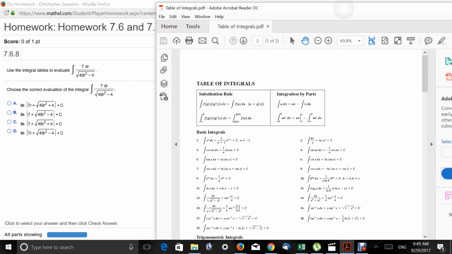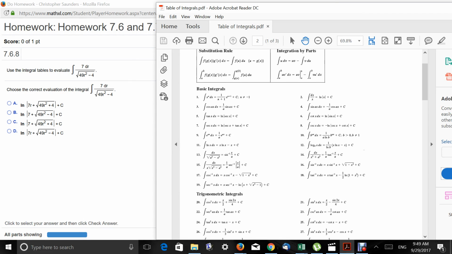We're looking for something that matches 7 over square root of 49r squared minus 4. All right, so that's a constant in the numerator. That 7 doesn't matter, right? That can be pulled out. We want square root of x squared minus something. That's really what we're looking for. If there's an a in front of the x squared, that's great. If not, I'll show you how to deal with that.